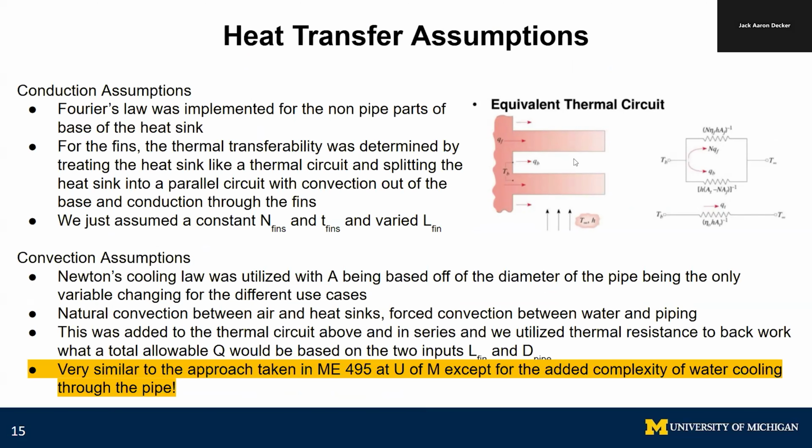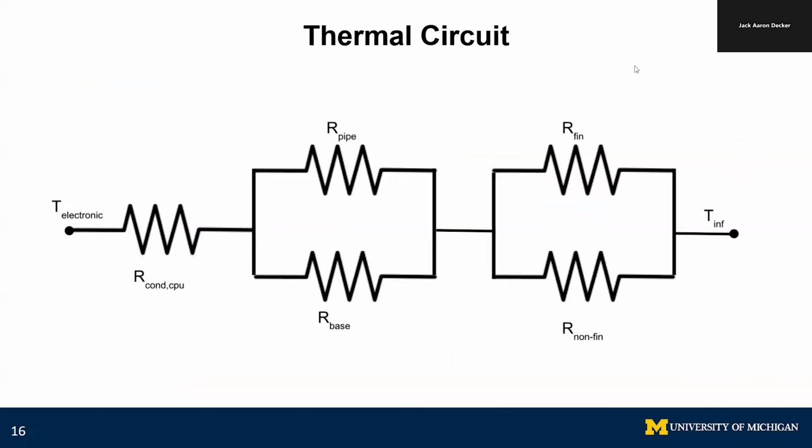Using our knowledge of other classes at U of M, we were able to make the following assumptions. Using Fourier's law and Newton's cooling law, we were able to model our system such that it would only require two inputs, L fin and D pipe, in order to backwork the total allowable heat transfer we wanted for our system. And here's a blown up image of our assumed thermal resistance circuit.